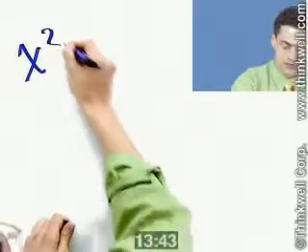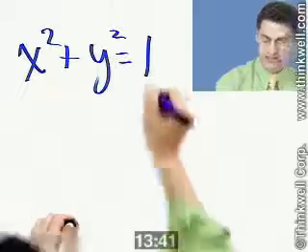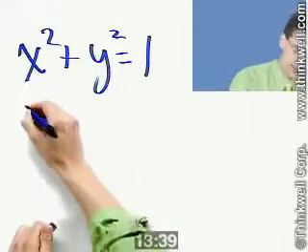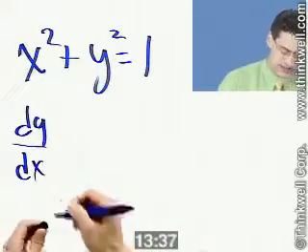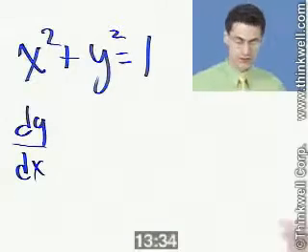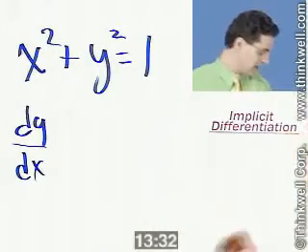Okay, but what about when you have functions that aren't functions? Like what if you have things that are relations, like x squared plus y squared equals 1, like a circle? How do you differentiate that? How do you find dy dx there? Well, the answer is we use something called implicit differentiation. Implicit differentiation, how does that work?